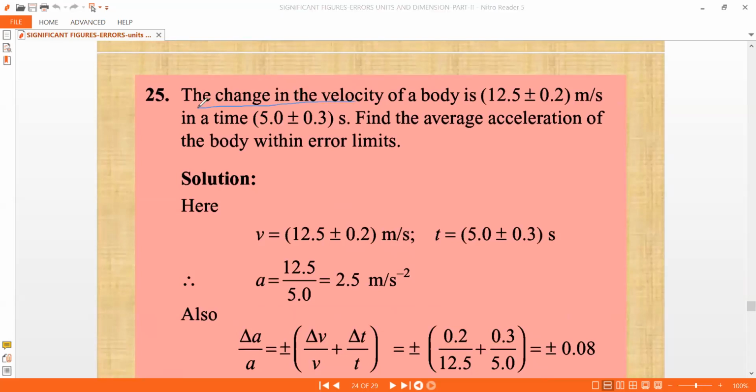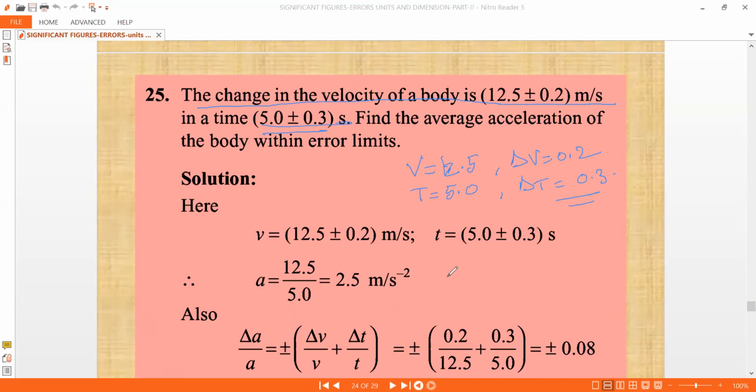The change in the velocity of a body is this much, 12.5. So the velocity is 12.5. Let us take this 12.5. Okay, and then delta v is 0.2. So this is how we write. And now let us take the time. The time value they have given is 5.0 and the delta t value of time is actually 0.3. So they asked to find the acceleration.